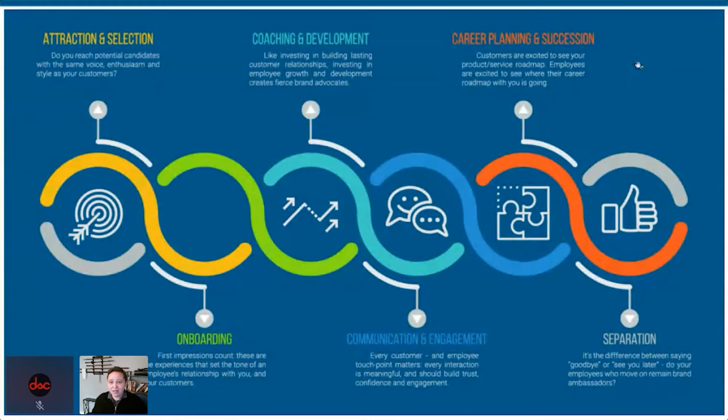And then separation. There's two things here. We do a massive amount of work into understanding why people leave the company.